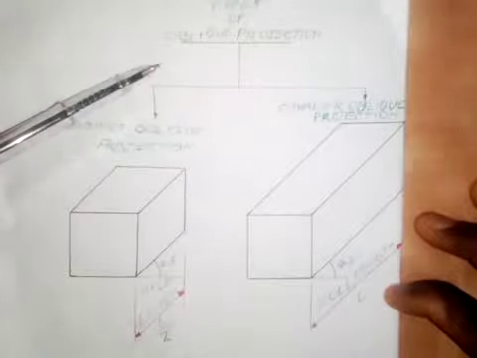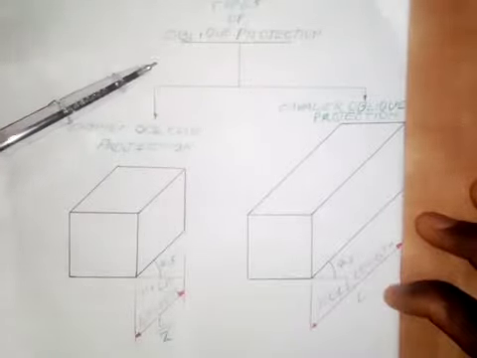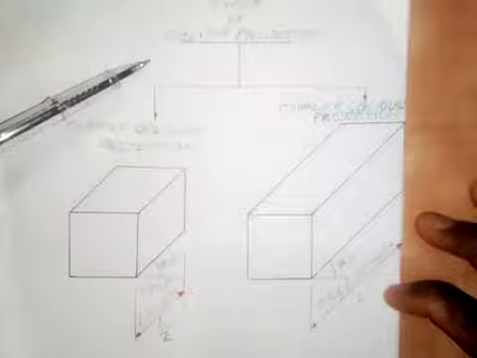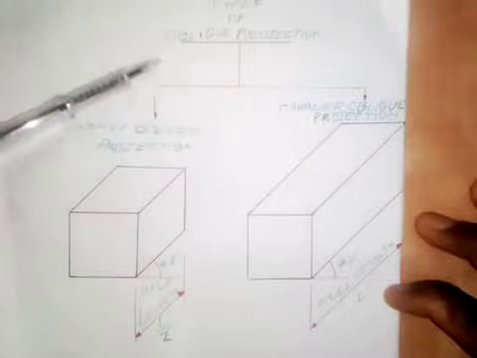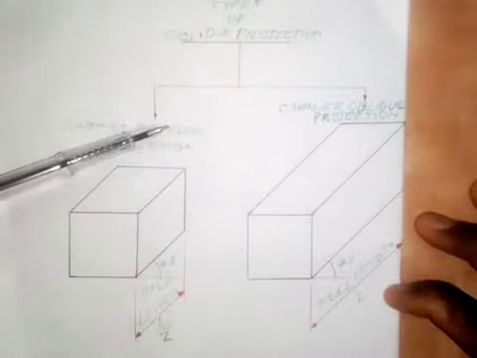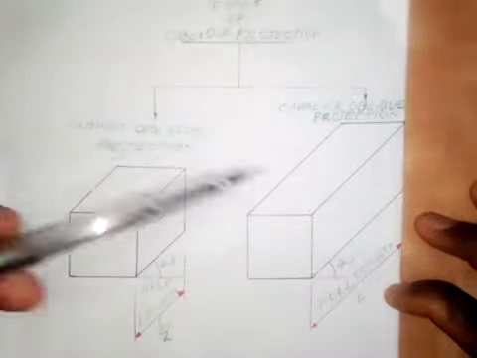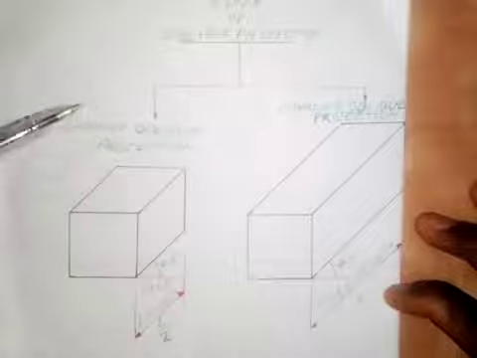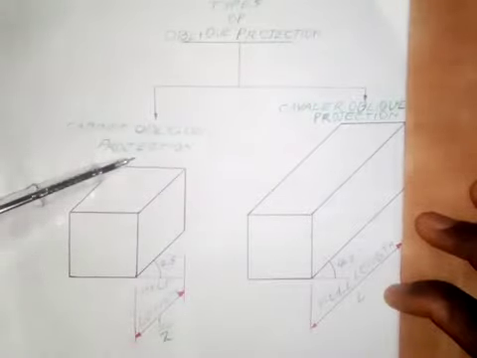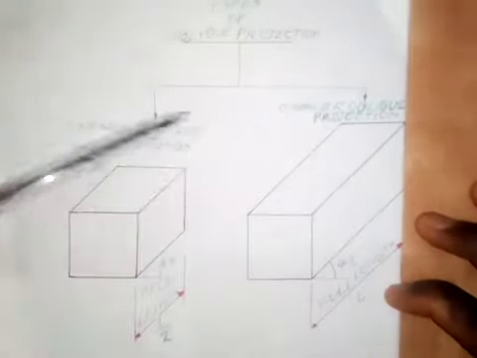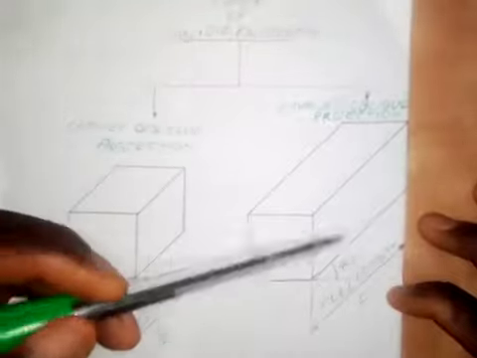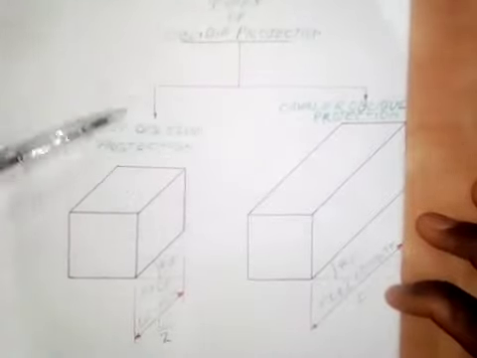This diagram is talking about the types of oblique projection, and also the differences between the two types of oblique projection. As you can see here, we have two types of oblique projection: the cabinet oblique projection and the cavalier oblique projection. And what is different between these two types of oblique projection?